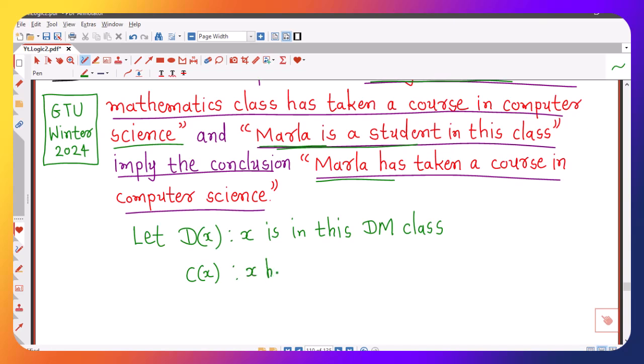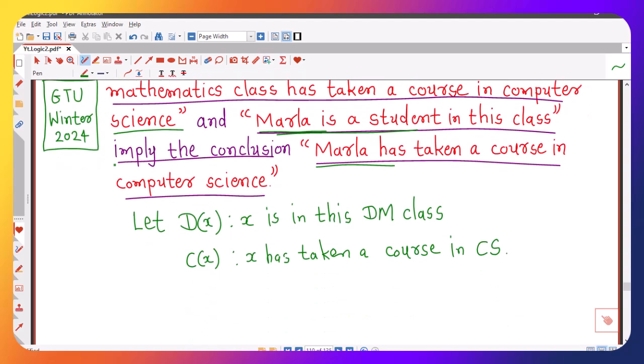So x is in the discrete mathematics class is denoted by d of x, and for course in computer science, c of x denotes that x has taken a course in computer science, which we shortly write as CS. And using these notations we write down our premises and conclusion.